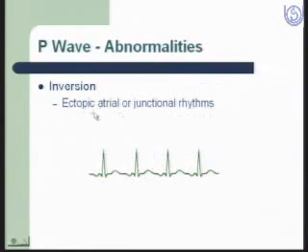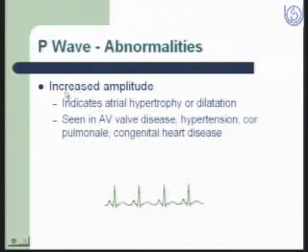Inverted P wave in leads 2, 3 and AVF may mean an ectopic atrial rhythm or junctional rhythm. This is because of abnormal depolarization of the atria from below upwards, leading to ectopic inverted P waves in leads 2, 3, AVF. P wave of increased amplitude indicates atrial hypertrophy or dilatation, and is seen in atrioventricular valve disease patients, patients with hypertension, patients who have cor pulmonale, or patients with congenital heart disease.